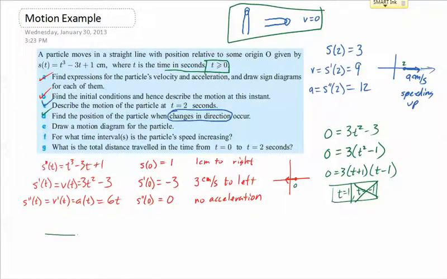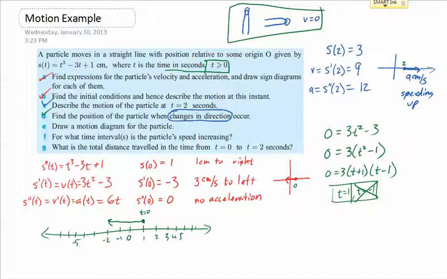Okay, so if I were to draw a motion diagram, I've got a couple of points of information already. At time 0, I was 1 centimeter to the right. So here's my position of 0, 1, 2, 3, 4, 5, 6, 7, and so on and so forth in the negative direction: negative 1, negative 2, negative 3, negative 4, negative 5. So at time 0, I was right here, 1 centimeter to the right, and I was moving to the left. Okay, so that was at t equals 0.